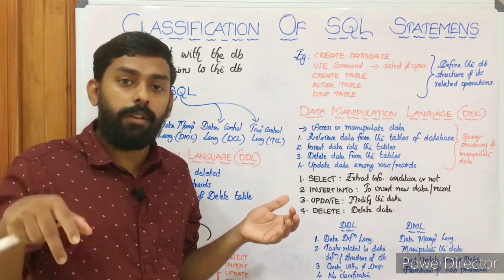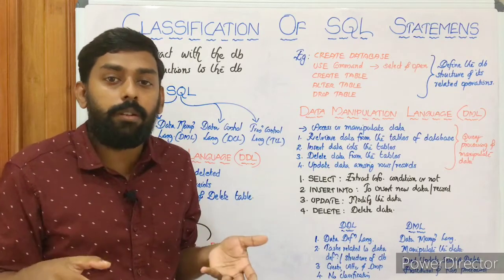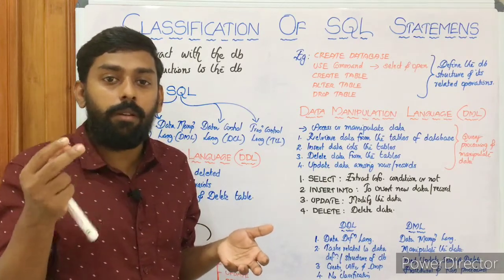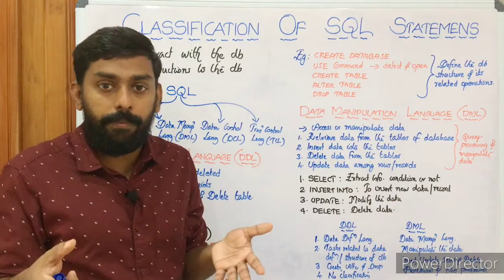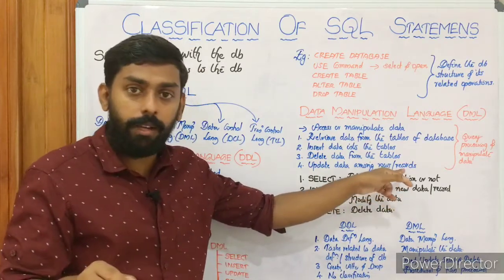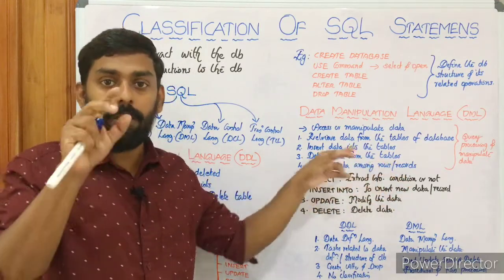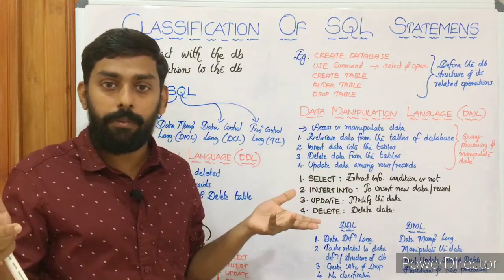Suppose we are fetching, we want to retrieve information or data of students who have scored more than 95. At that time we have to apply a condition, right? We must have a condition, that is marks greater than or equal to 95, right?